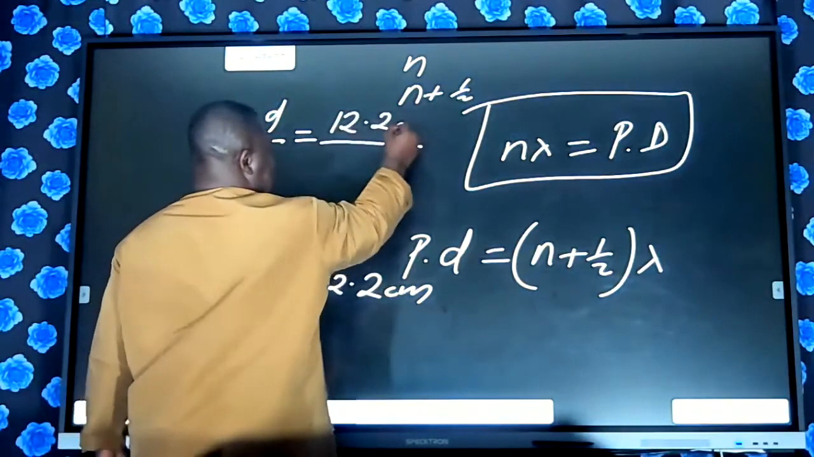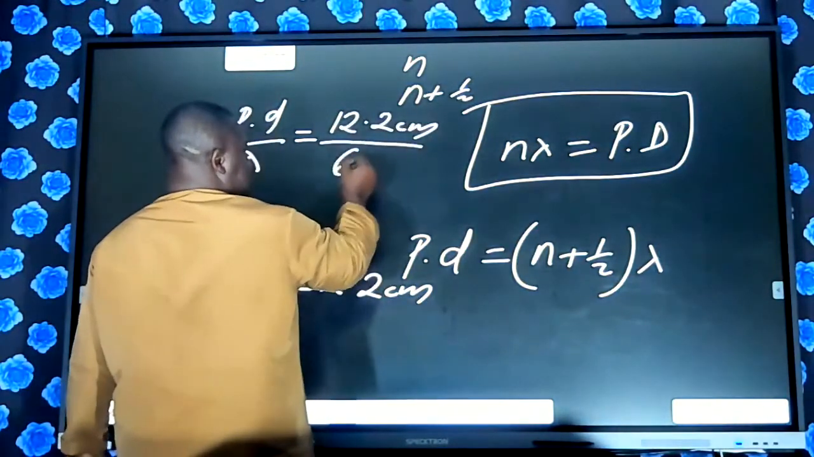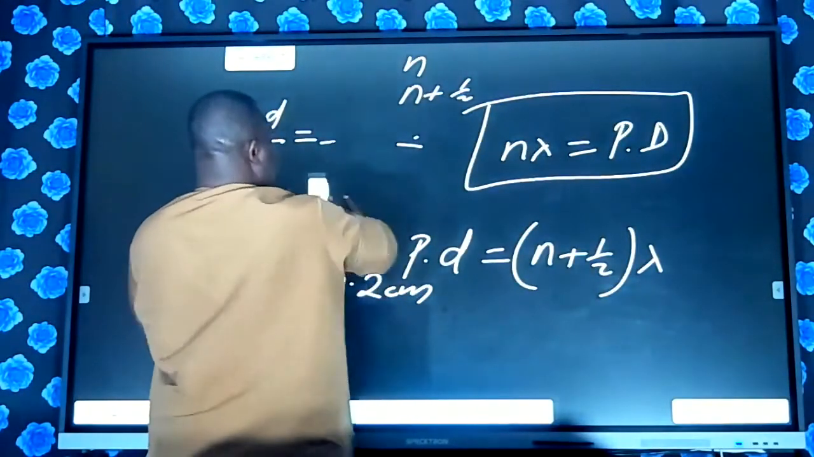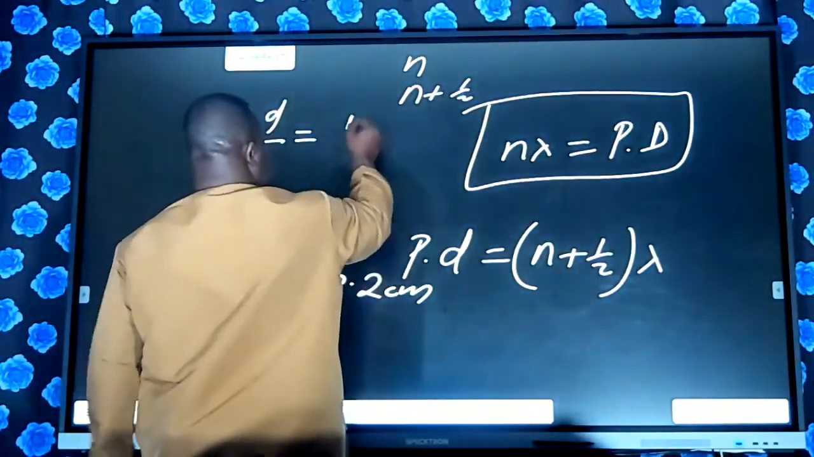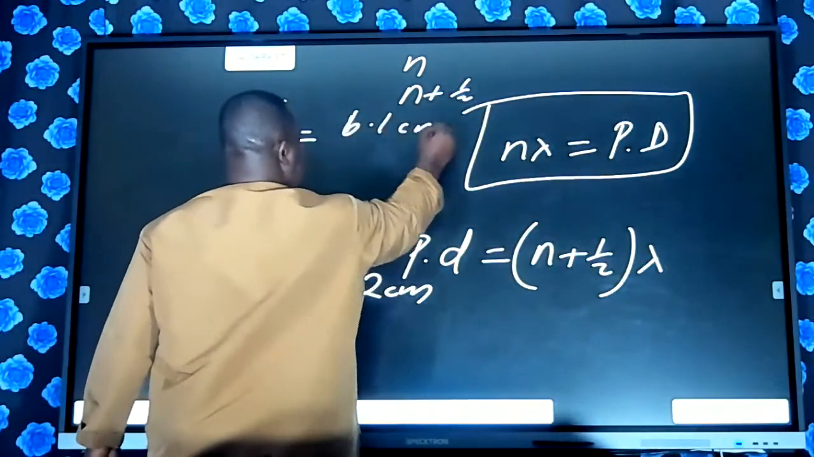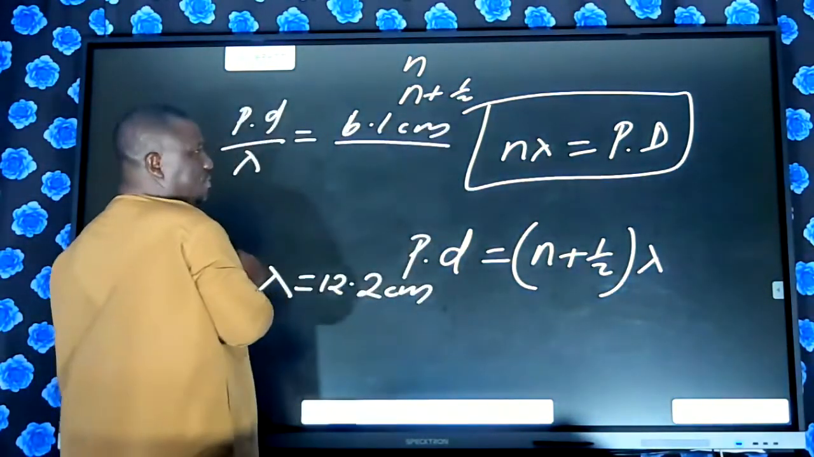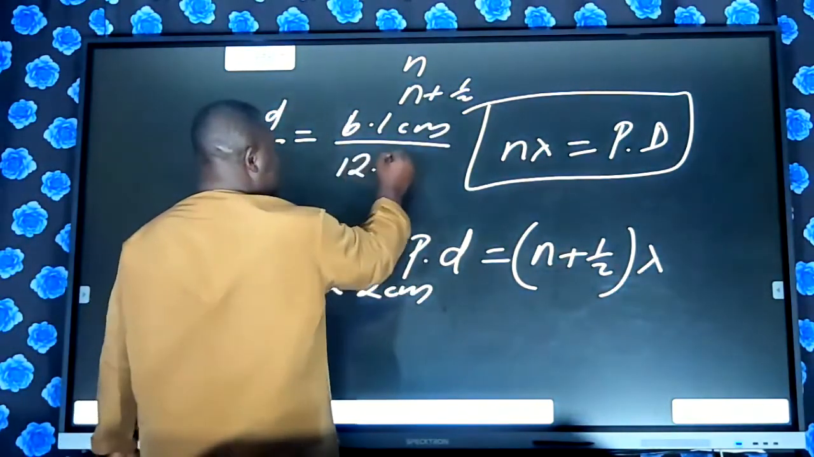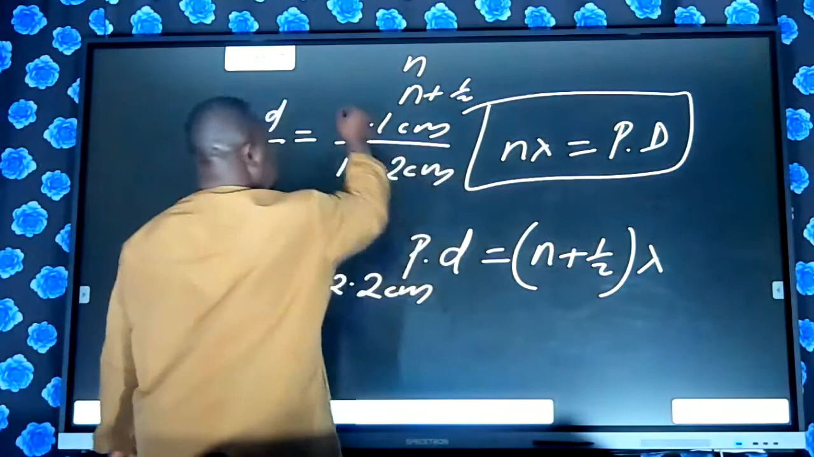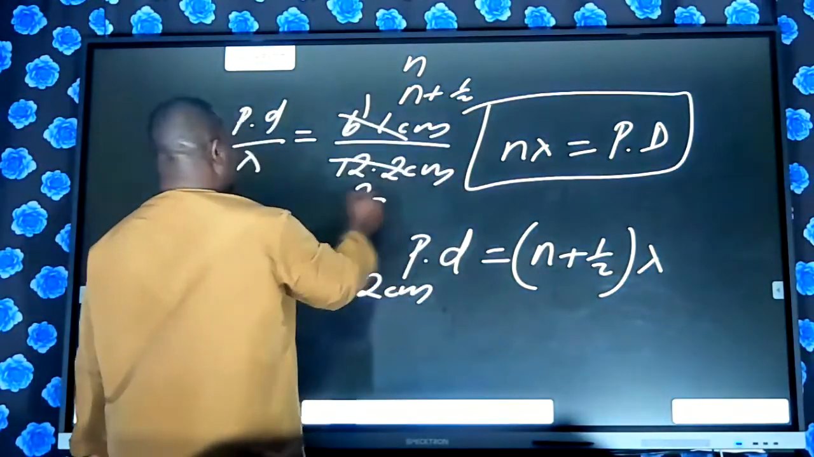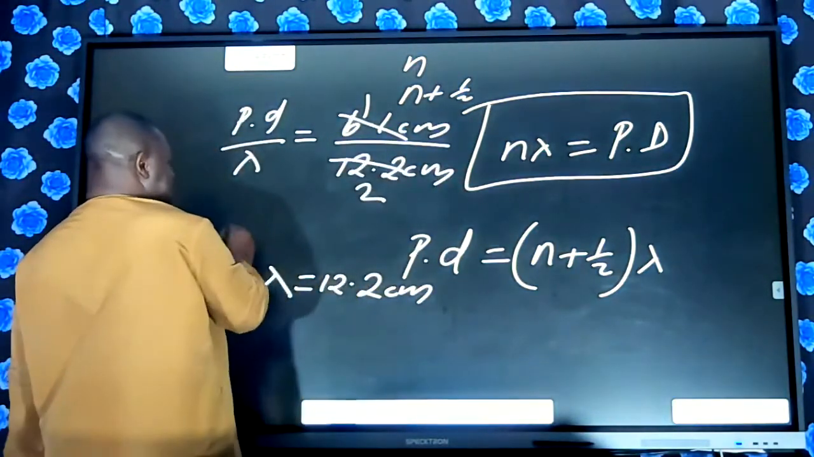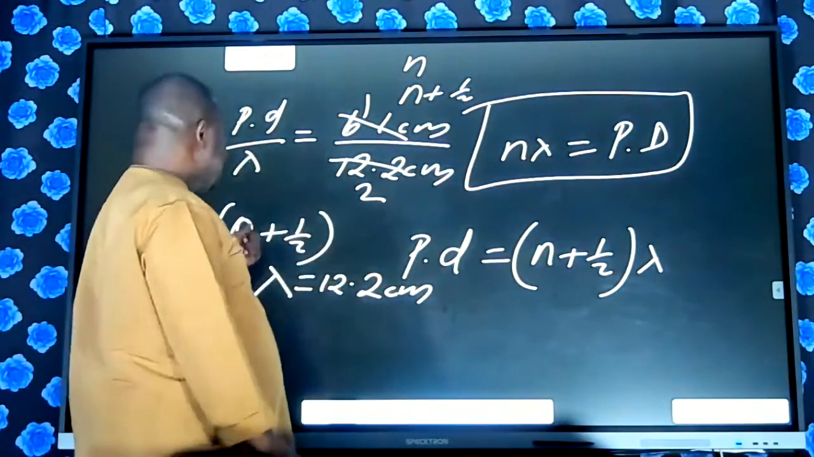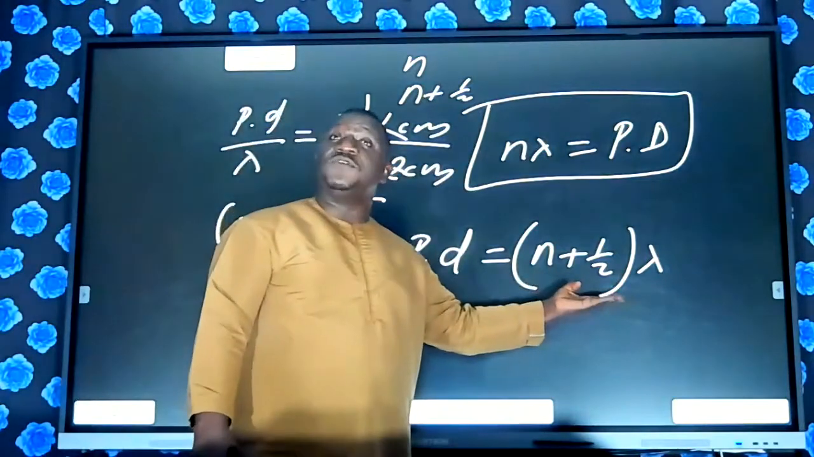12.2 centimeter divided by 2, sorry, we got path difference to be 6.1 centimeter. And what do we have there? We have this as 12.2 centimeter. So this one is 1, this one is 2. So path difference over lambda is 0 plus half. Don't forget 0 is also a whole number. So it's n plus half. So n plus half will give us what?